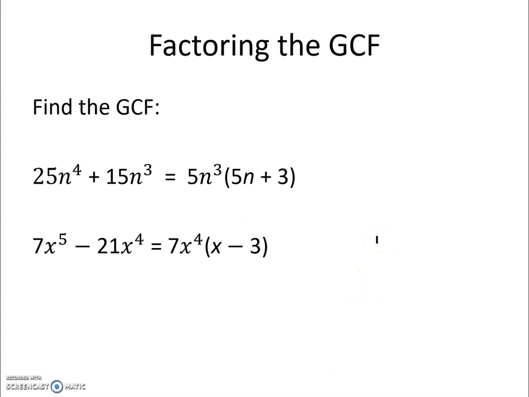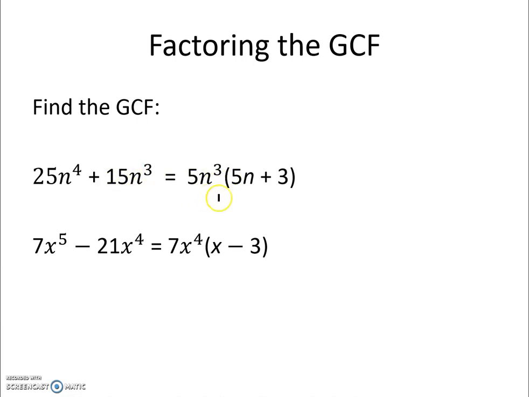Factoring out the GCF is a little different, but we certainly can do it. We're looking at 25n to the 4th and 15n cubed. The common factor for 25 and 15 is 5. The lowest power of the variable is what you always use. In this case, it is n cubed.